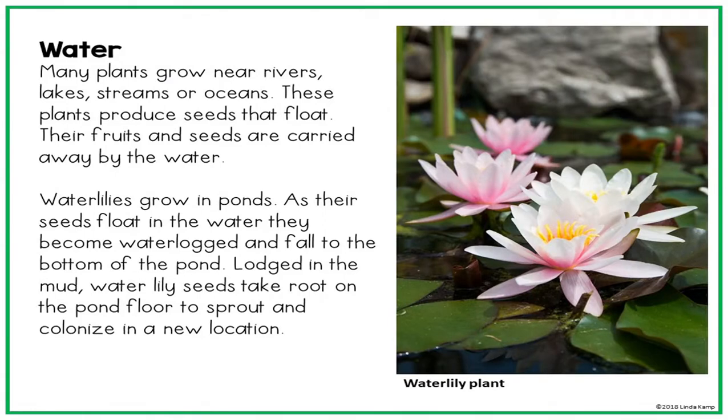Water. Many plants grow near rivers, lakes, streams, or oceans. These plants produce seeds that float. Their fruits and seeds are carried away by the water. Water lilies grow in ponds. As their seeds float in the water, they become waterlogged and fall to the bottom of the pond. Lodged in the mud, water lily seeds take root on the pond floor to sprout and colonize in a new location. Aren't those beautiful? I think water lilies are so pretty.